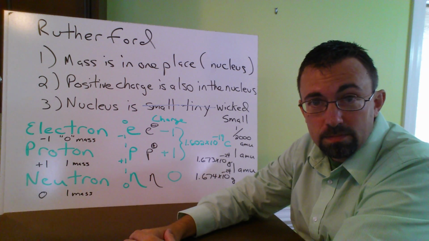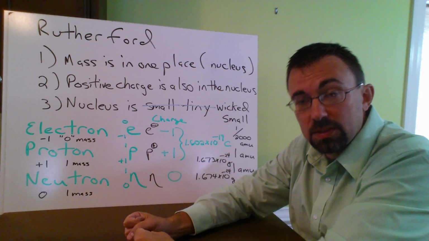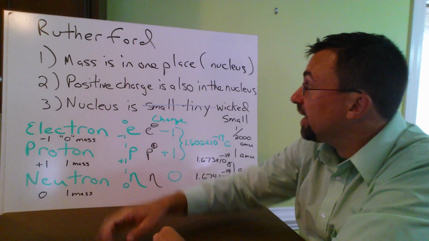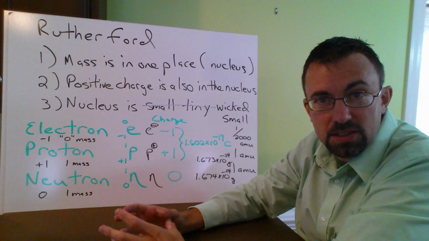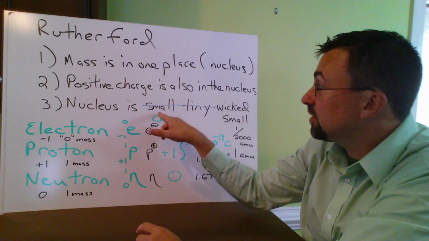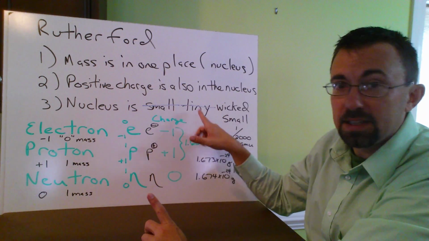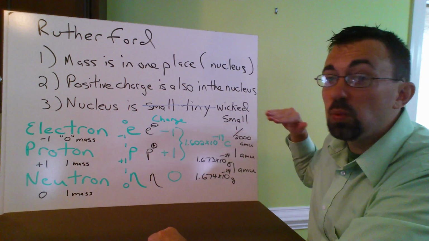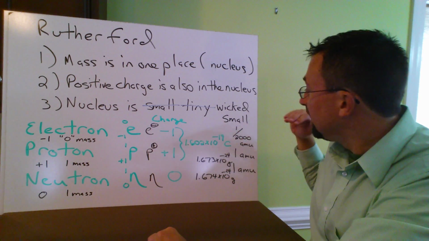Most of it's empty, but when it hits something, boy, it really hits something. It's got a lot of positive charge, a lot of mass. So the positive charge and the mass is in one place. It's in the center. It's the nucleus, and the nucleus is small. Wait a minute. Nucleus is tiny. No, let's back up further. The nucleus is wicked, wicked small.